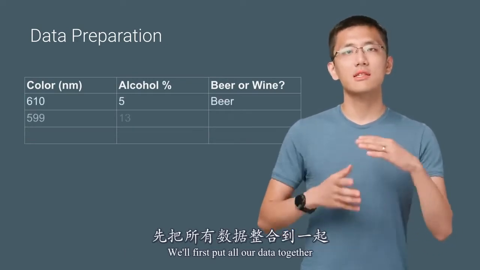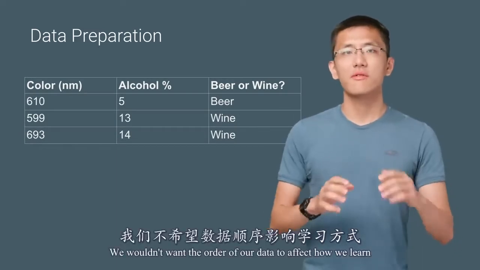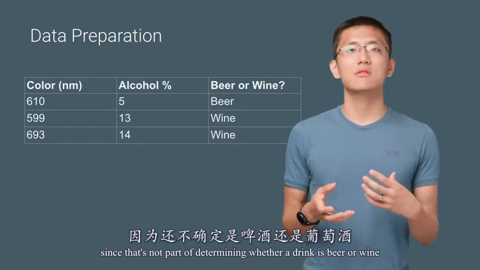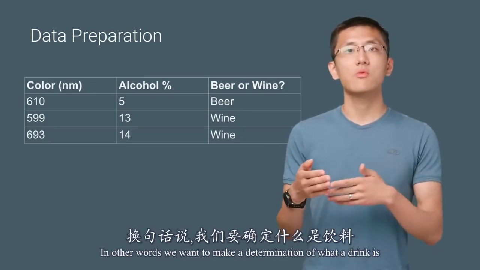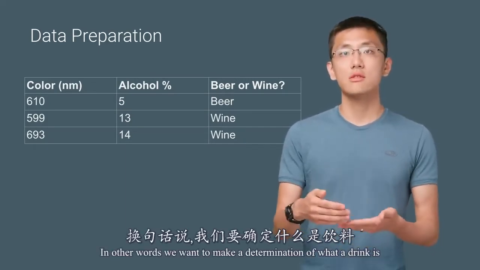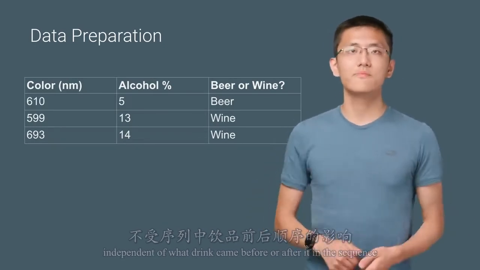We'll first put all our data together, then randomize the ordering. We wouldn't want the order of our data to affect how we learn, since that's not part of determining whether a drink is beer or wine. In other words, we want to make a determination of what a drink is, independent of what drink came before or after it in the sequence.